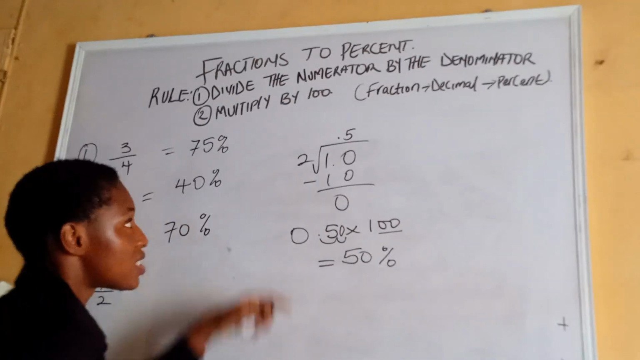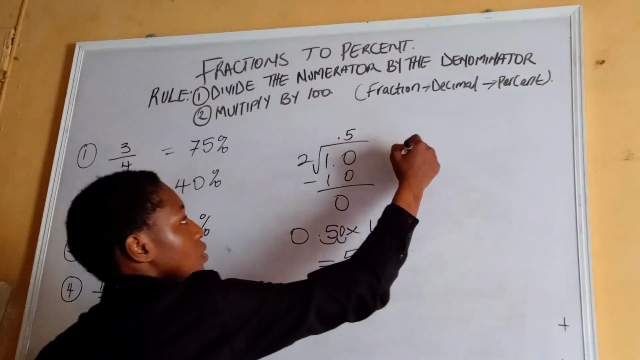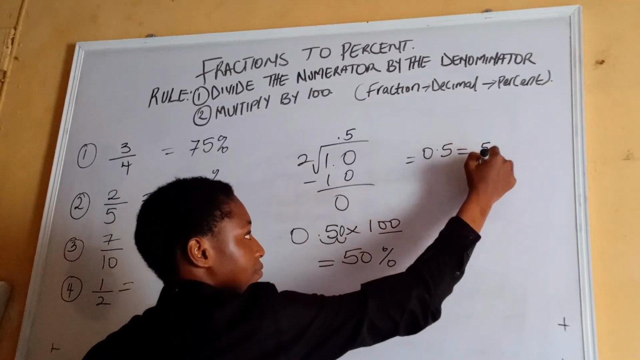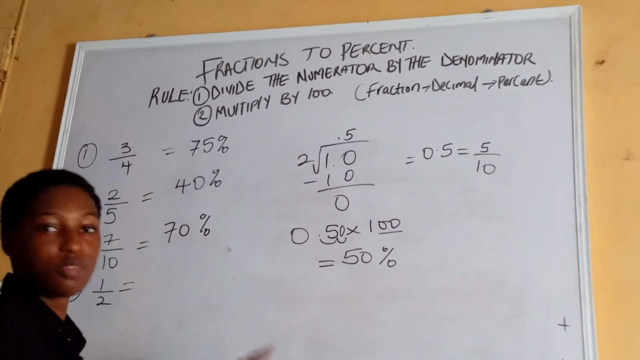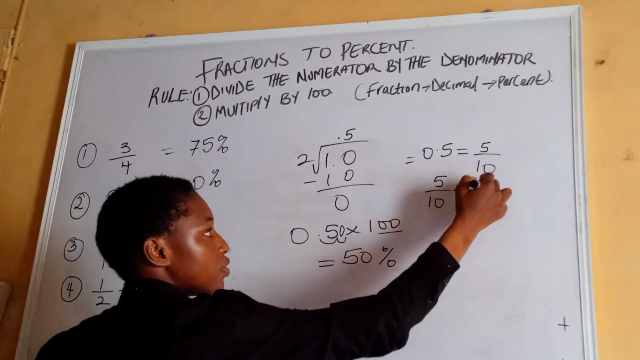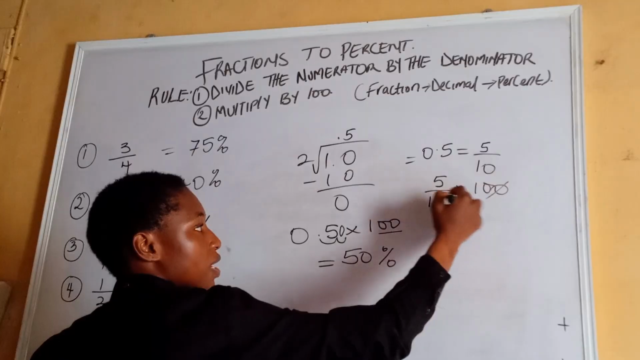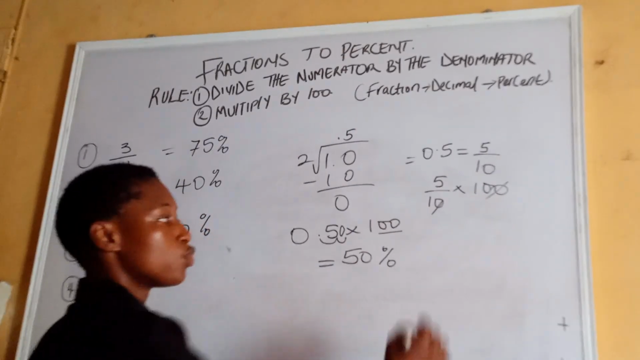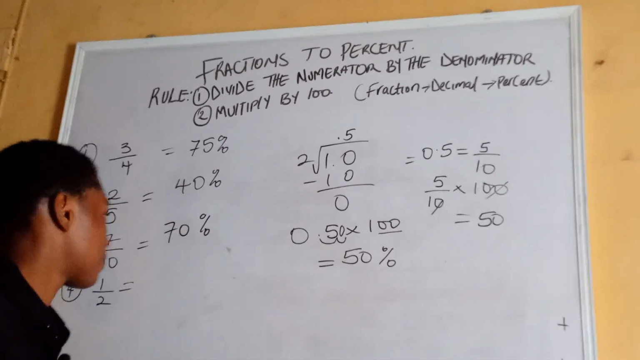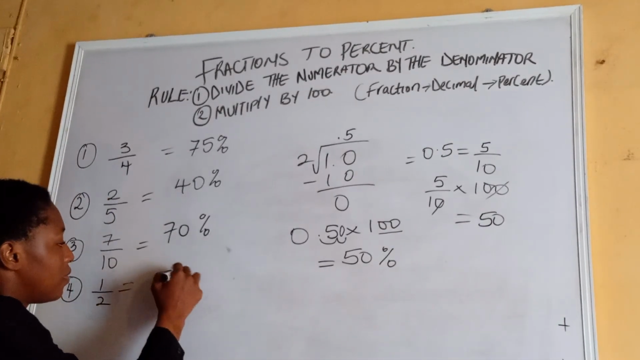And you can also do it this way. Since you have 0.5 as your answer, you can say 0.5 is still the same thing as 5 over 10. So you can just multiply it by 100. So you'll be having 5 over 10 times 100. 0 here will cancel 0. You're left with 5 times 10, which gives you 50. Either way, you've gotten your answer. So our final answer here is 50%.